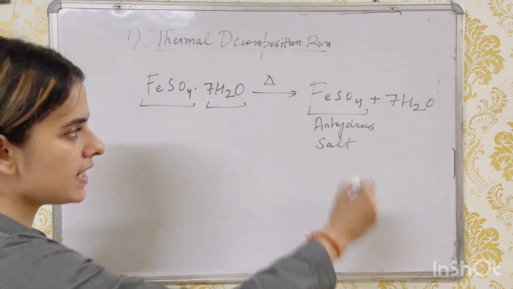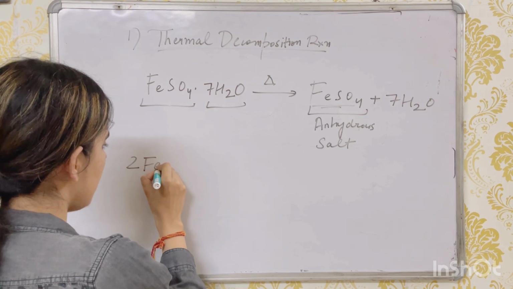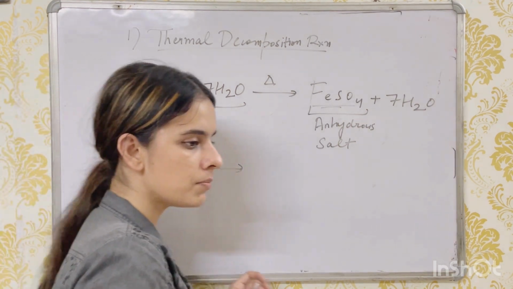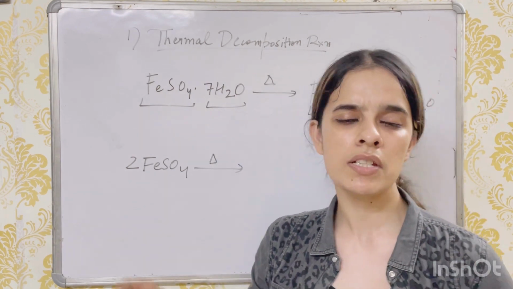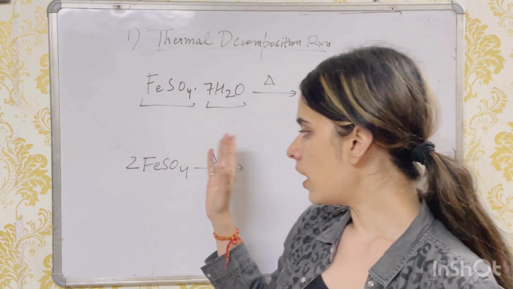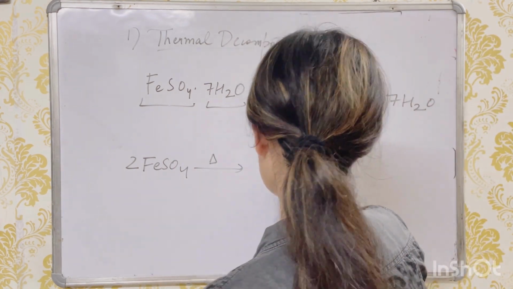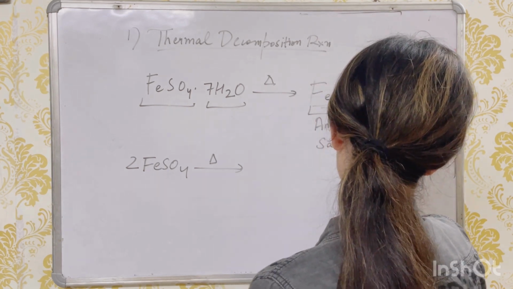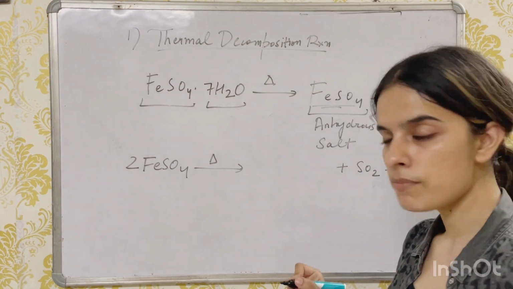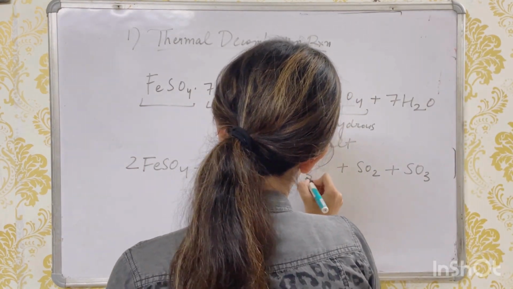So when we further heat this iron sulfate, let's say I am heating it again, because we have to break this bond. Initially, we just separate the water molecules from it by heating. So again I have to heat this compound. When we heat it, firstly SO2, SO3 would be formed, and one more thing is iron oxide, Fe2O3.